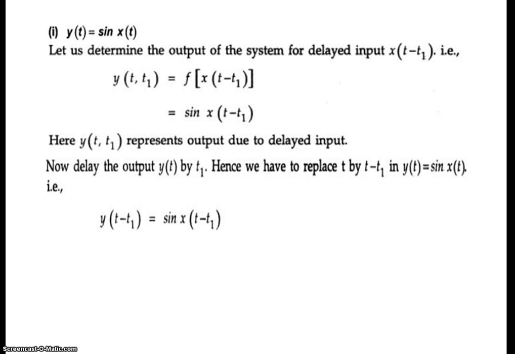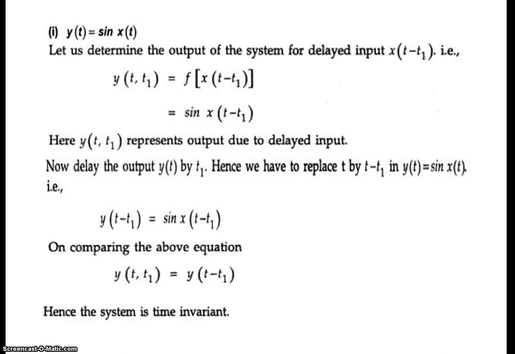And next we'll delay the output. So wherever t is there, we'll delay by t minus t1. So the second equation is y of t minus t1 is equal to sine x of t minus t1. So if I compare equation 1 and equation 2, in this case it is equal, the system is called a time invariant system. If it is not equal, then the system is called a time variant system.